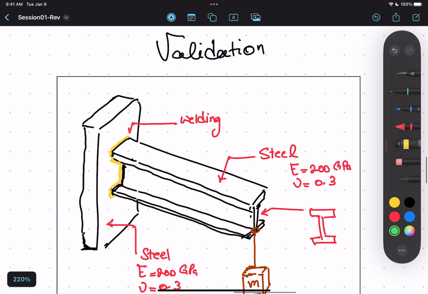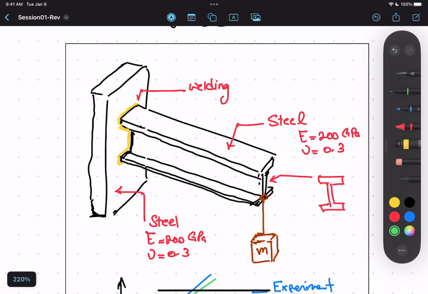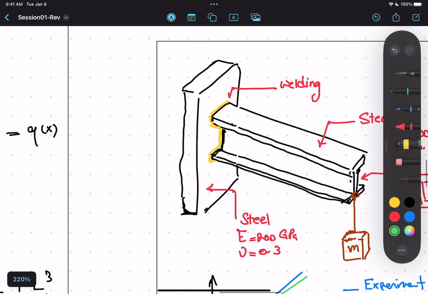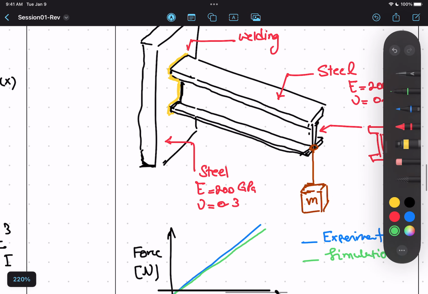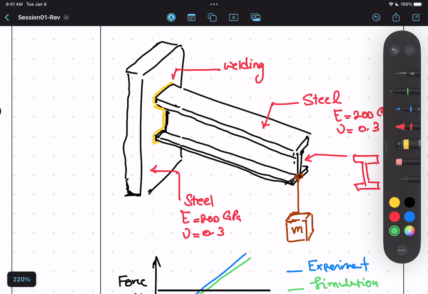For validation, we make sure that our solution is equal to the measurement. For instance, this is our experimental setup. We have an I-beam here. We have a weld to join the beam to a plate, and the plate is also steel. So we may have a deflection at the weld, at the joint, and also at the boundary condition. So it's not a completely clamped boundary condition, so we may have a deflection.